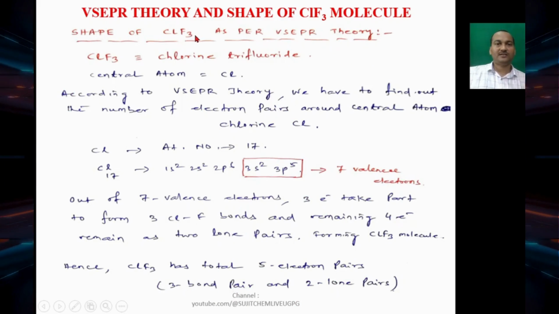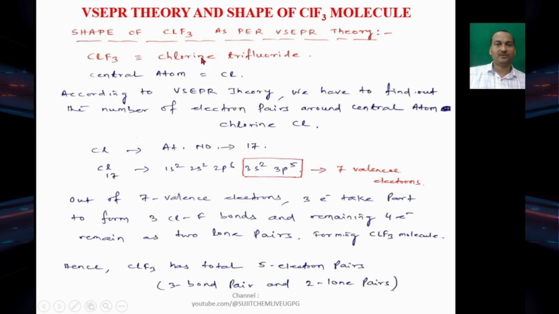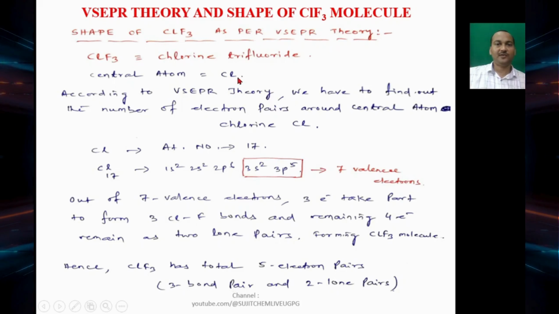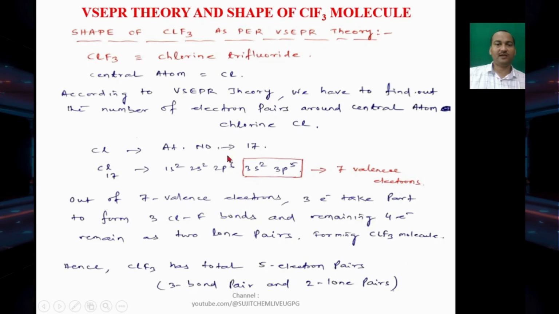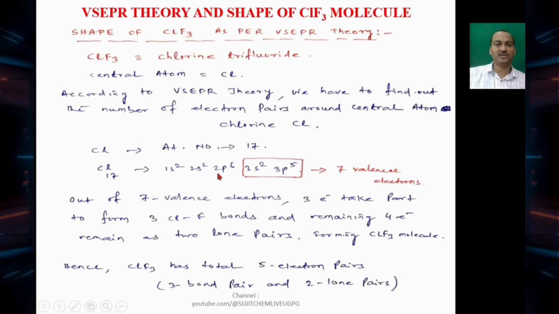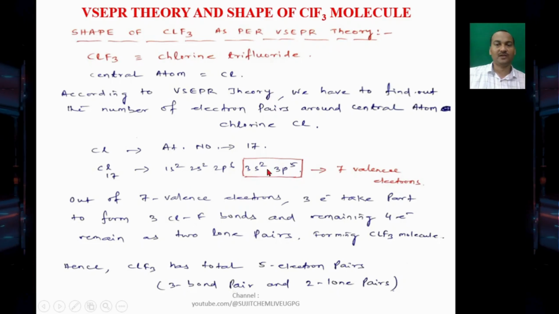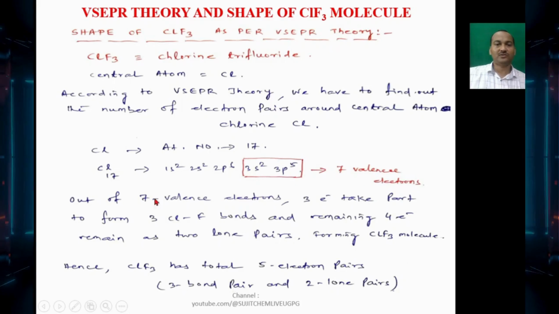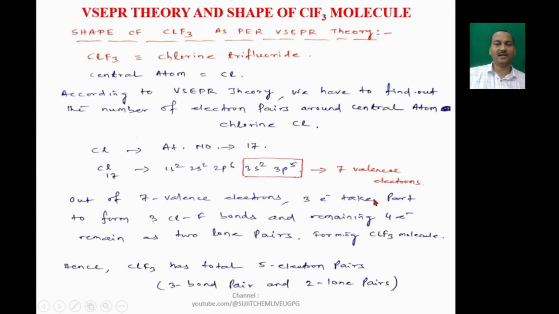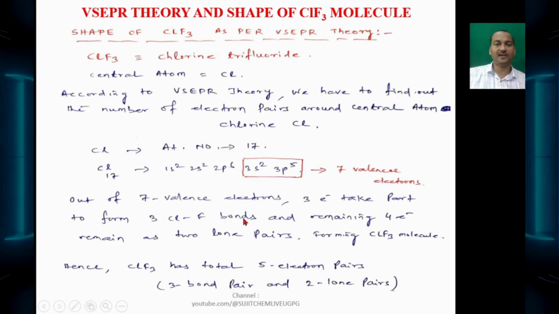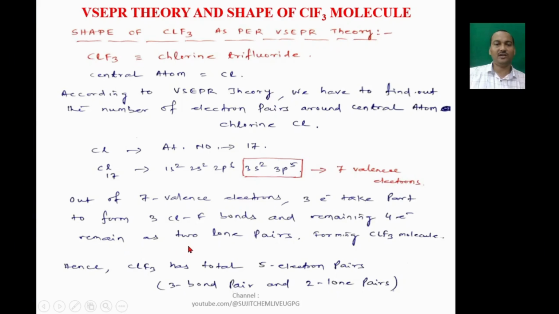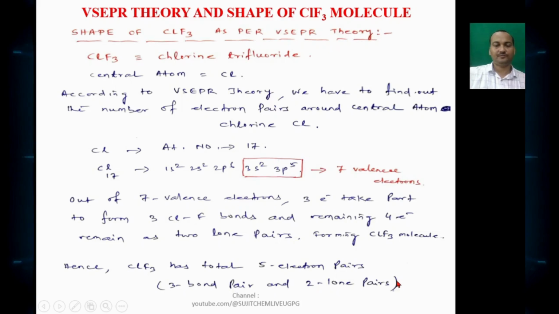So now let's discuss the shape of ClF3 molecule, chlorine trifluoride. So the central atom here is chlorine. Chlorine atomic number 17, so electronic configuration is 1s2, 2s2, 2p6, 3s2, 3p5. So we have 7 valence electrons. Out of 7 valence electrons, 3 electrons will take part to form 3 Cl-F bonds and the remaining 4 electrons will remain as 2 lone pairs, forming ClF3 molecule. So that means ClF3 molecule has 5 electron pairs, 3 of them bond pairs and 2 of them lone pairs.